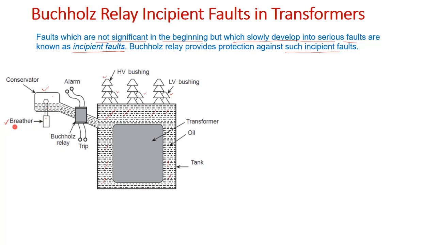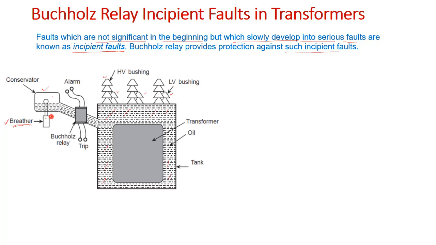As the name suggests, through this the transformer breathes. Breathes means it exhales the extra air when extra gas is produced, and when the oil level decreases it inhales the air inside, right? Okay, this is the breather.